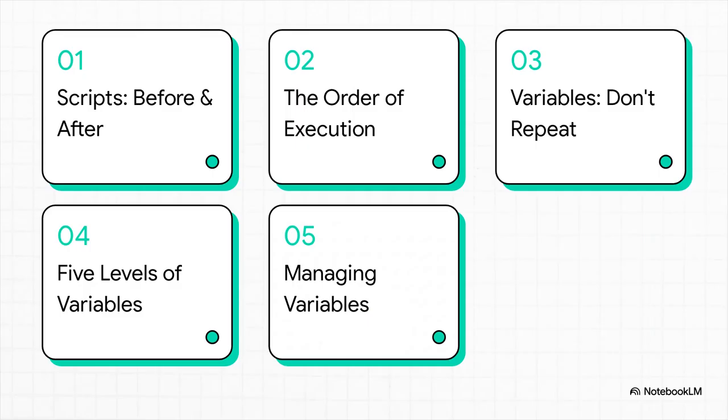So here's the game plan. First, we'll talk about scripts, what happens before and after your request. Then we'll figure out the order they run in, which is super important. After that, we'll dive into variables and how they save you from repeating yourself. We'll look at the 5 different levels of variables. And finally, we'll bring it all together by managing those variables with our scripts.